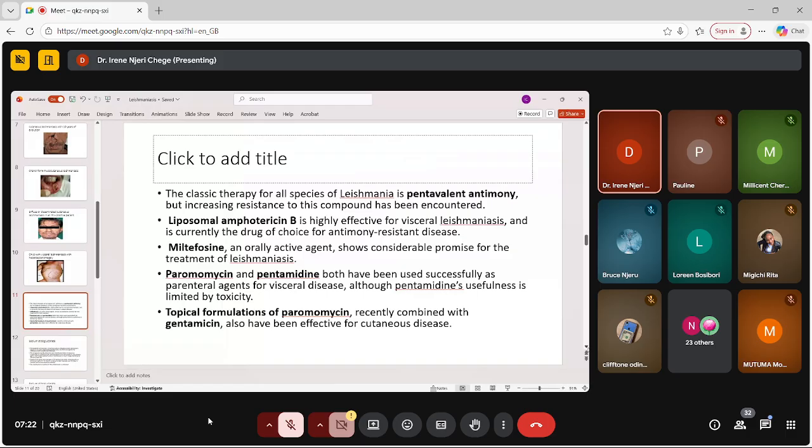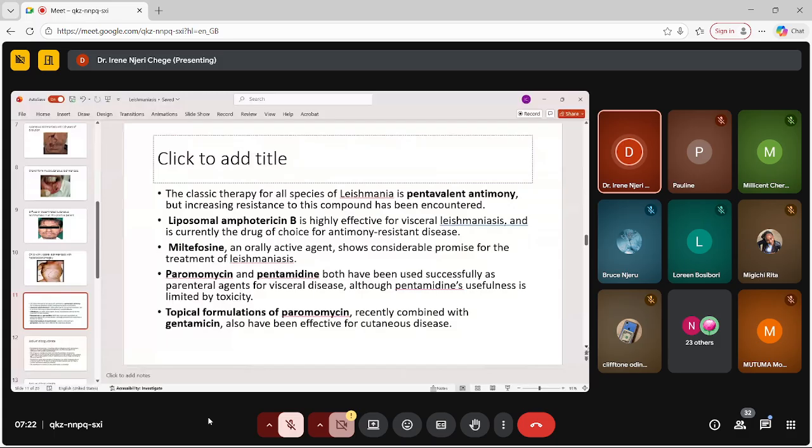Now we want to look at the type of medication that can be used for this condition. First of all, the classic therapy for all leishmania is actually pentavalent antimony. All of them, you can use pentavalent antimony, but there's been some increasing resistance.